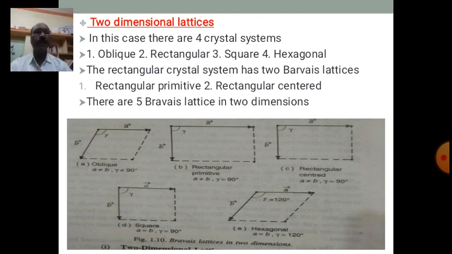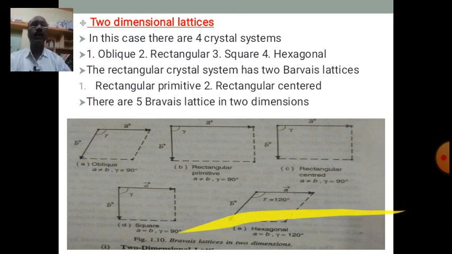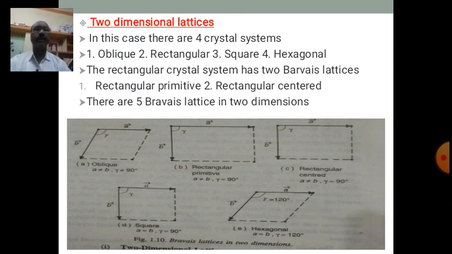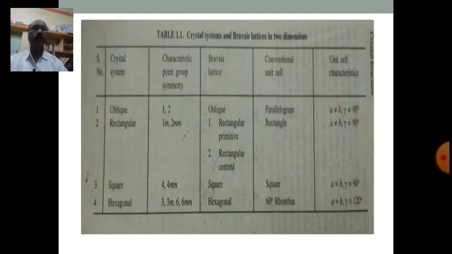Similarly, the other crystal system is hexagonal. The 4th crystal system is the hexagonal crystal system. Here a is equal to b and gamma is equal to 120 degrees, not 90 degrees. So, a and b are equal to each other, but the angle between them is equal to 120 degrees. So, there are 4 crystal systems and 5 Bravais lattices in 2-dimensional lattices, isn't it? So, these things are summarized in a tabulated form.